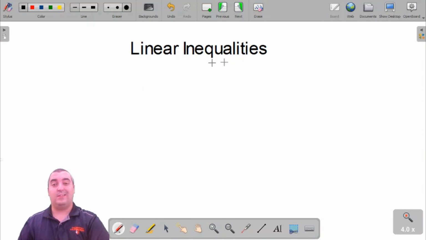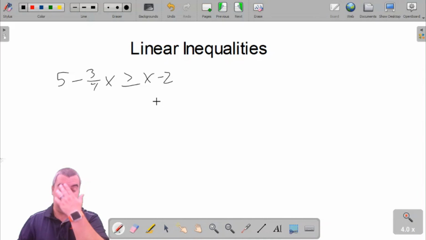Today we're going to talk about linear inequalities, specifically solving and graphing them. So let's go ahead and just come up with one. Let's say we have the inequality 5 minus 3 sevenths x is greater than or equal to x minus 2. And say the directions say solve and graph. So with inequalities, remember, solving is pretty similar to solving equations. There's a couple exceptions, but for the most part, just do what you normally would do.